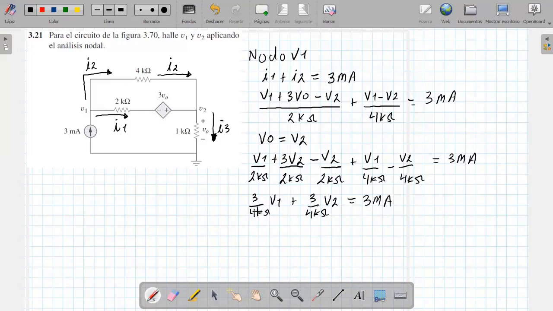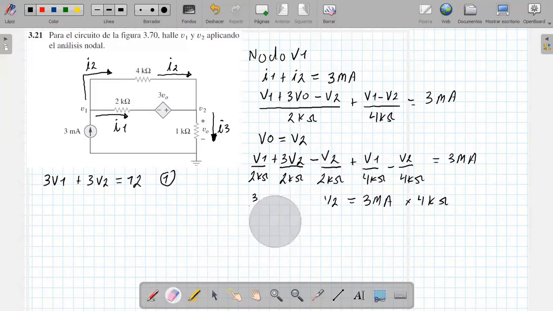Now this, as we can see, there are 4 kiloohms here. So what I'm going to do is multiply the entire equation by 4 kiloohms so that I can eliminate this denominator. Then I multiply all this by 4. I would be left with 3 V1 plus 3 V2 equal to 4 times 3 milliamps times kiloohms, which is just 12. Ready. This would be my first equation.